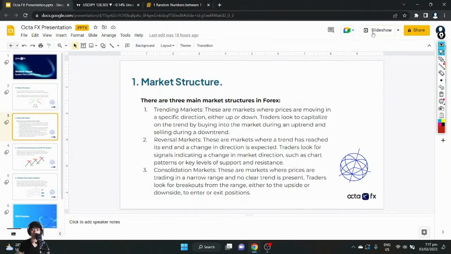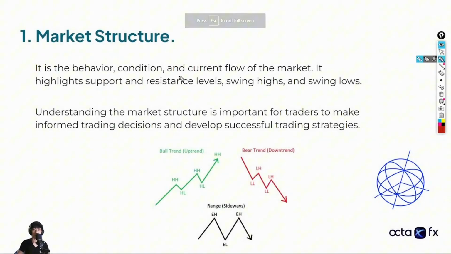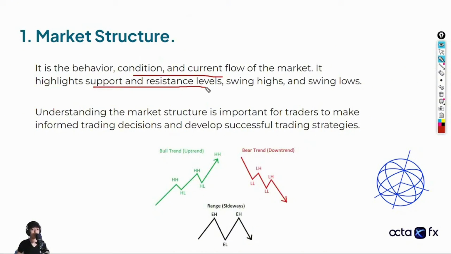All right, so again, let's just go back. It is the behavior, the condition of current flow of the market, and it highlights support and resistance levels, swing highs and swing lows. So later, I will teach you what the swing highs and lows are and how to trade with these structure levels. All right.